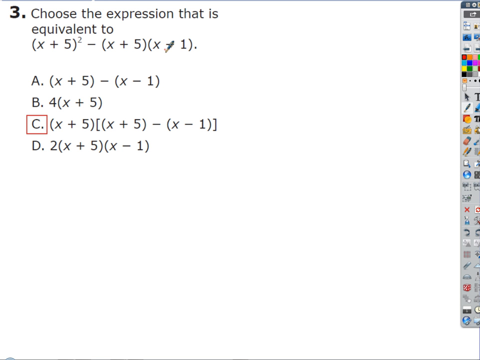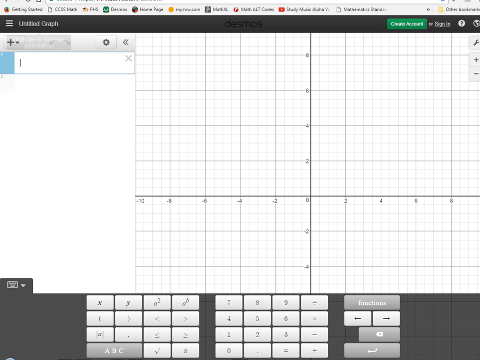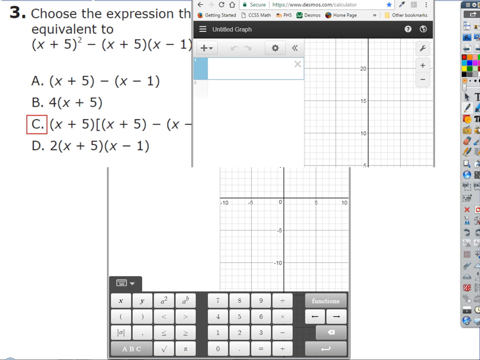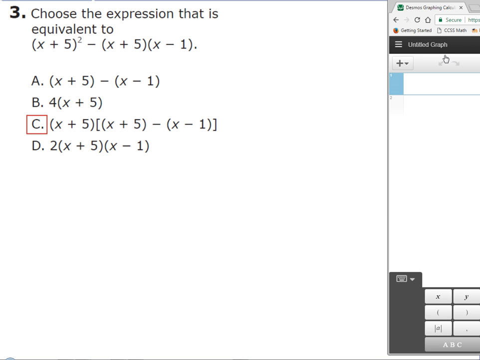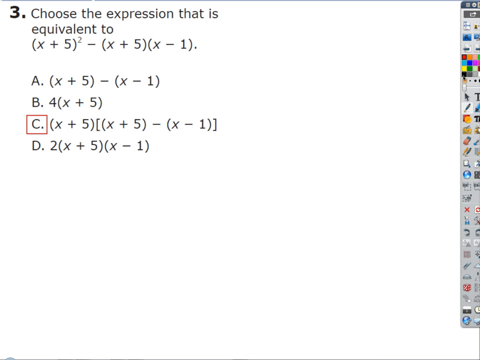If you pull up Desmos, actually, I'm going to go to the next question and do it on the next question. So it's the answer C. The answer is C, right.